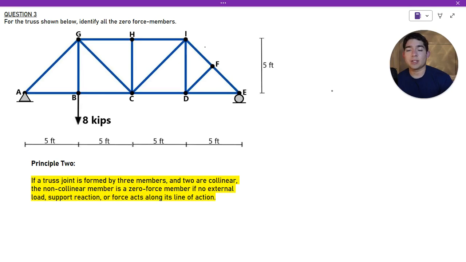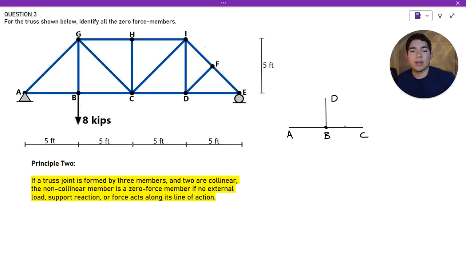So principle 2 states, if a truss is formed by 3 members and 2 are collinear, the non-collinear member is a zero force member if no external load, support reaction, or force acts along its line of action. When I went over principle 1, I explained the difference between collinear and non-collinear. In this case, we're interested in joints with 3 members where 2 of them are collinear. So for example, in this drawing, AB and BC are collinear members, and then the non-collinear member is BD.